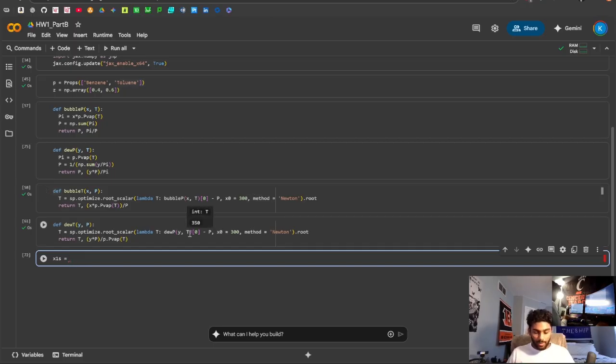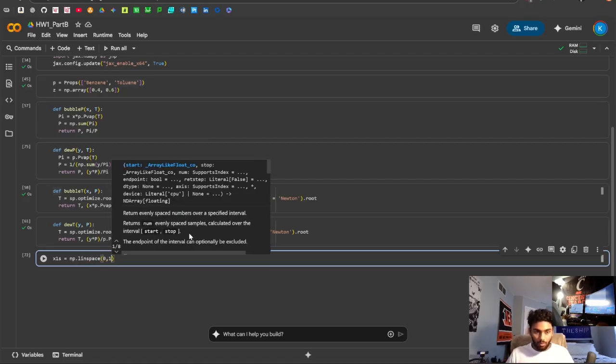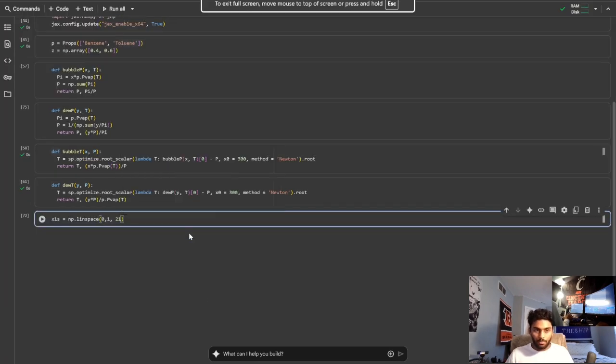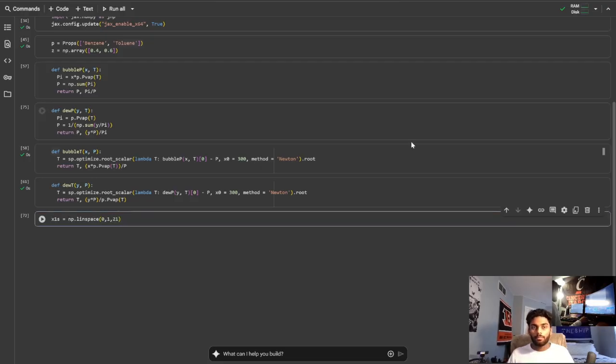So I'm going to make this a set of evenly spaced data points from 0 to 1, because that's the minimum amount you could have in a system and the most amount you can have in a system in terms of your mole fraction. So I'm going to go something like np.linspace from 0 to 1, and let's say I want 20, maybe 20 evenly spaced.